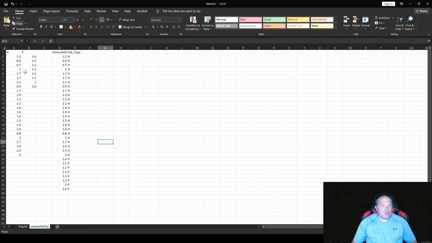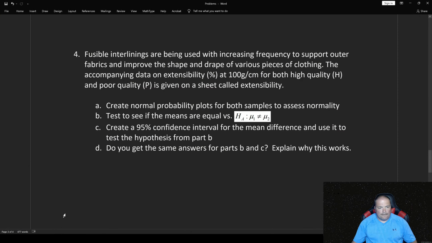Okay, so we've got two samples here. We know this is going to be a two-sample test. Okay, two samples, which leads us to a two-sample test.